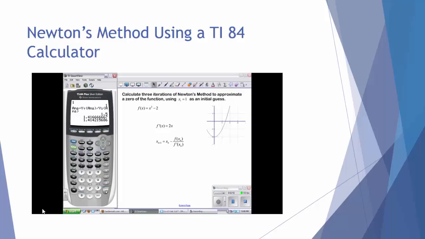And you can see that after just 4 iterations, we're very close to what the actual answer would be. And that actual answer would be the square root of 2. If you evaluate the square root of 2, you can see that we've been pretty accurate with our guess after just 4 iterations of Newton's method, using the calculator to do most of the legwork for us.